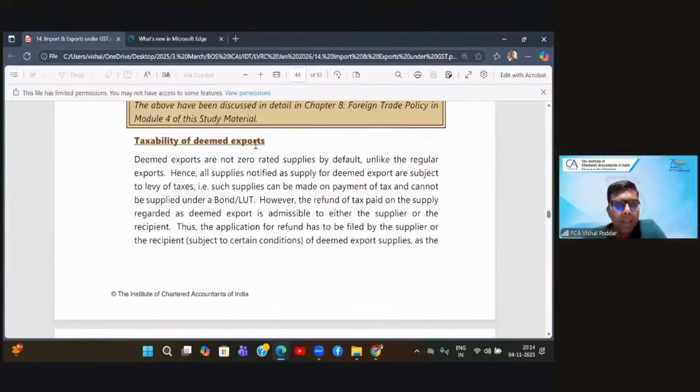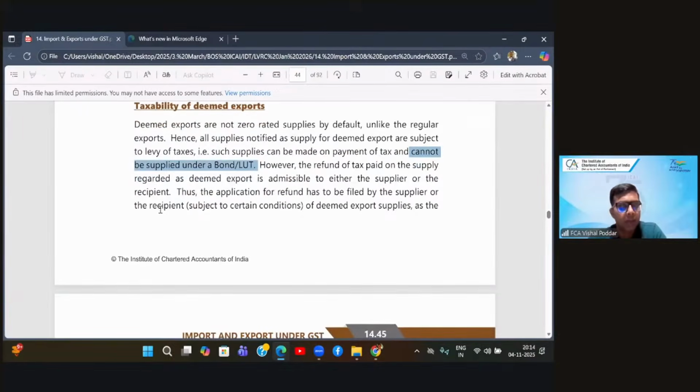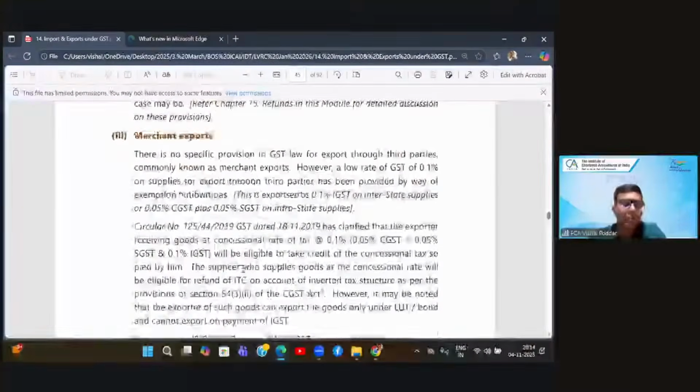Now, what is the taxability? As I said, all supplies which are notified as deemed export are liable to levy of taxes in the normal manner. Further, such taxes are to be paid in full. There is no benefit of using the bond or LUT and making a supply without paying tax. This benefit is not there. Then what is the benefit? After payment of tax, the refund of tax for such deemed export is allowed, and it can be taken either by the supplier or by the recipient. Mutually, they will have to decide, and accordingly the compliances have to be made.